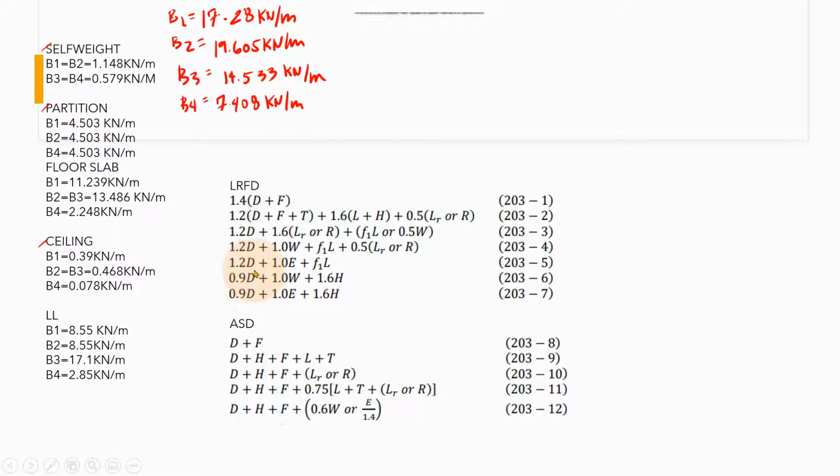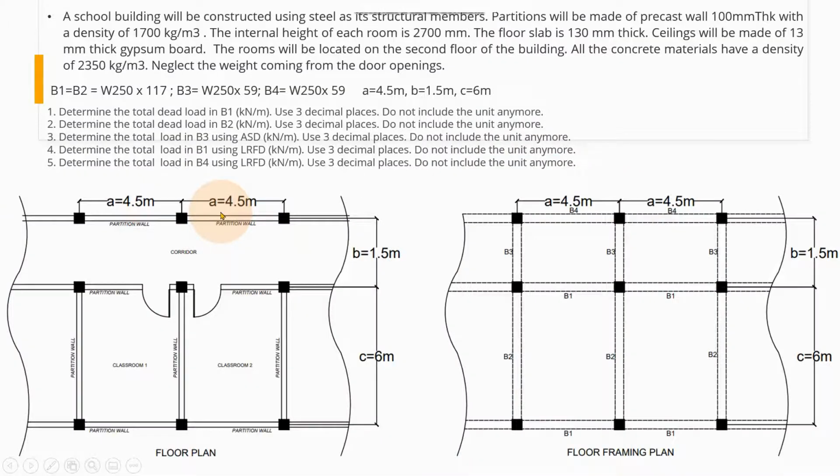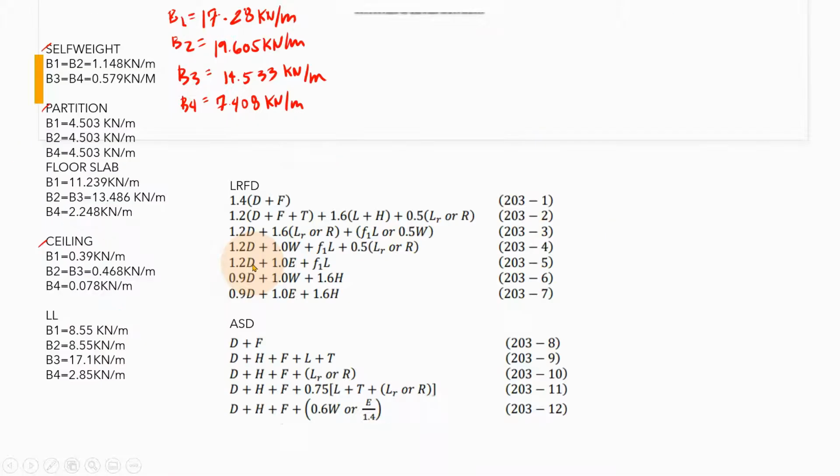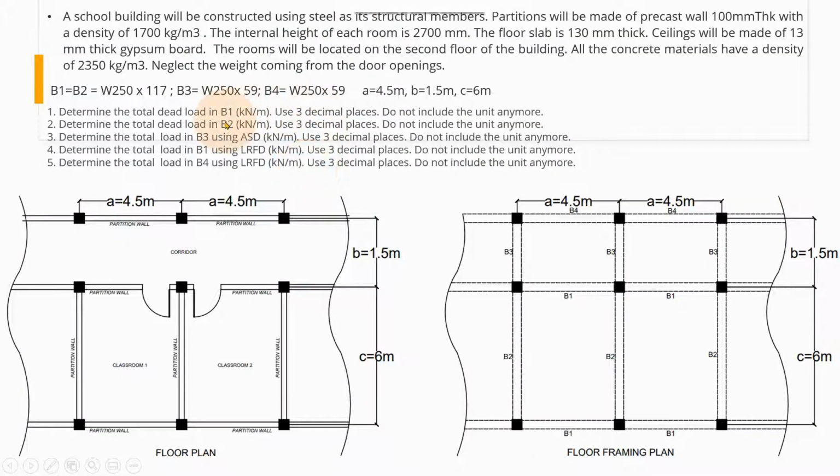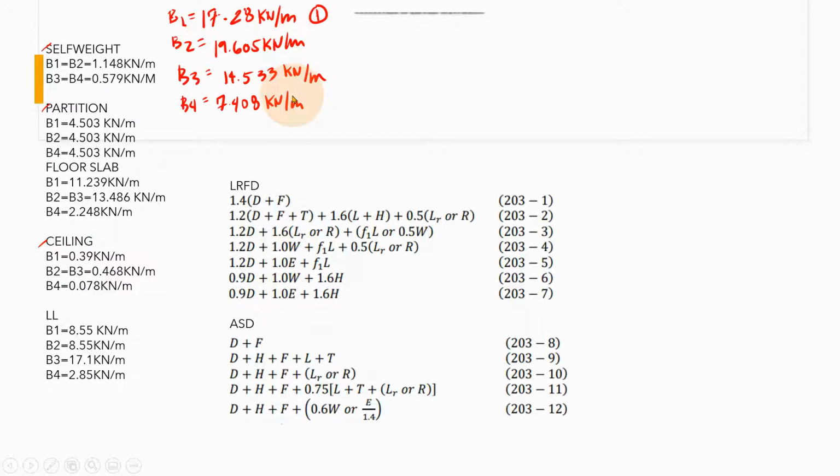So what is our question number 1? So the question number 1, determine the total dead load in B1. So yung total dead load natin for beam 1 is equal to 17.28 kilonewton per meter. So ito na yung sagot natin for our question number 1. So for question number 2, determine the total dead load in beam 2. So the total dead load of beam 2 is 19.065. So this is the answer for question number 2.